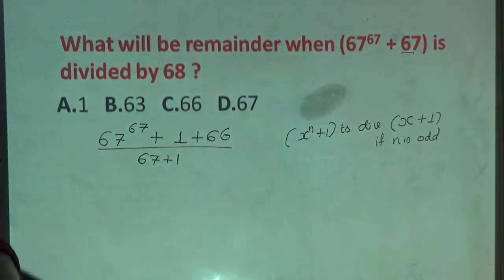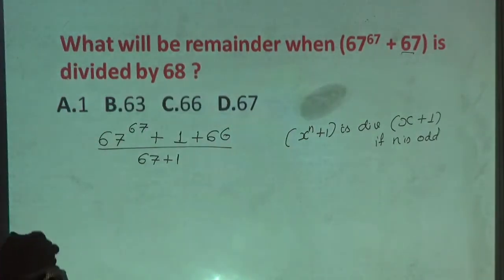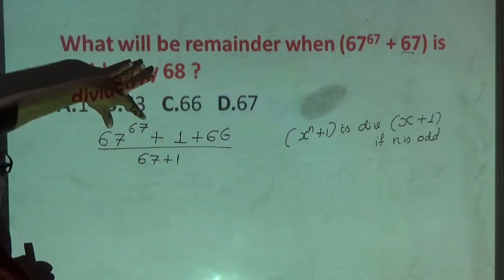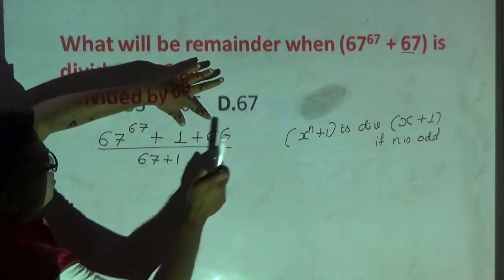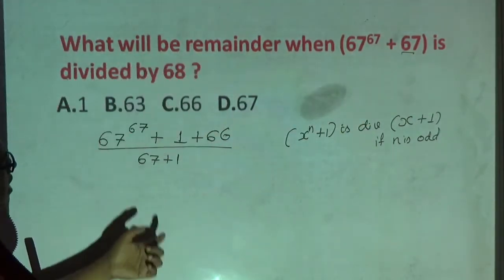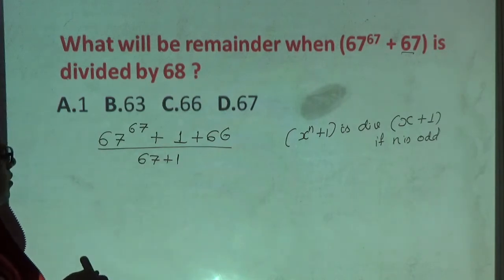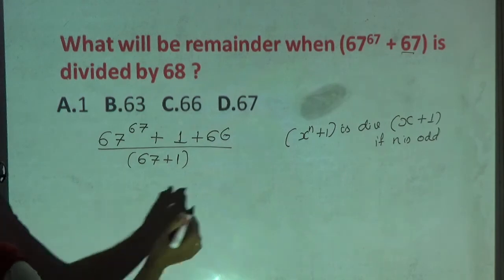So in order to apply this concept, I have split it like this: 67 power 67 plus 1 and 66. Why 66 plus 1? Because I am having 67 here. This is completely divisible by 68. What do you mean by 68? 67 plus 1 only. 67 plus 1 is nothing but 68 only.